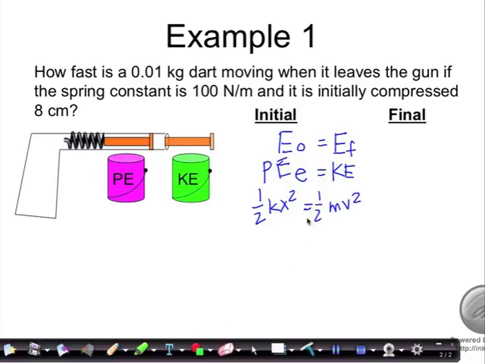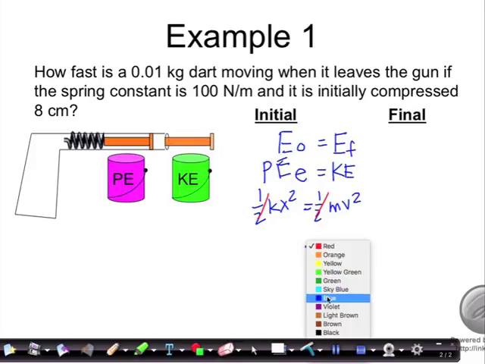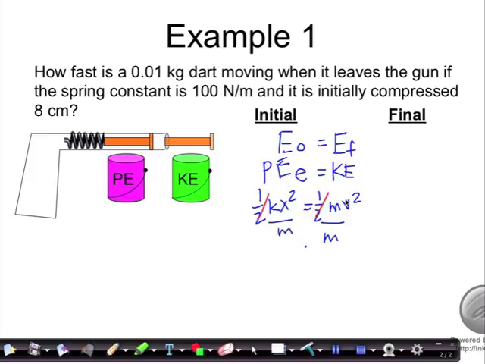We can see that our 1/2s cancel on each side, and we can divide by m on both sides. The m on the right hand side will cancel, leaving us with v squared equals kx squared over m. Well, we want the square root of this because we only want one v, so let's take the square root of both sides. We get velocity equals the square root of kx squared over m.